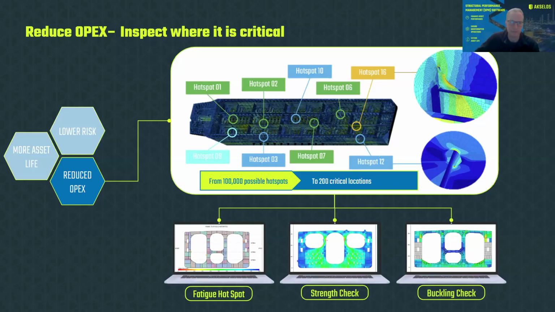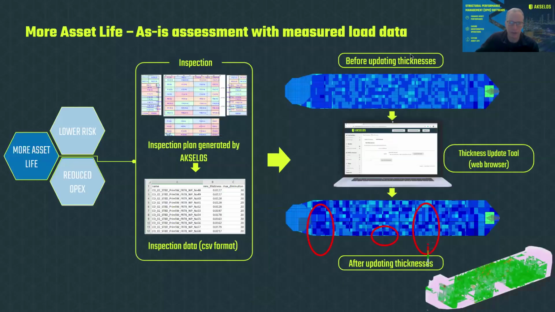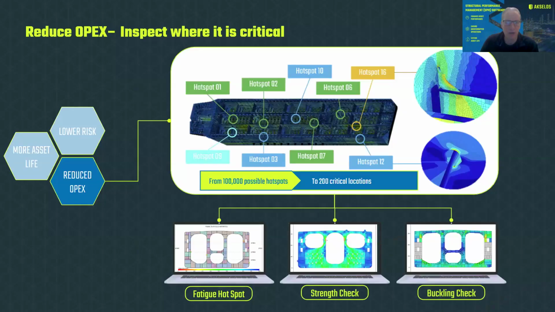So this is about asset life extension. Making sure that you're tracking the current state of your asset and making sure it's satisfying all requirements for continued operation. And this is about reducing OPEX, so making sure you're efficiently doing inspections and reducing risk.